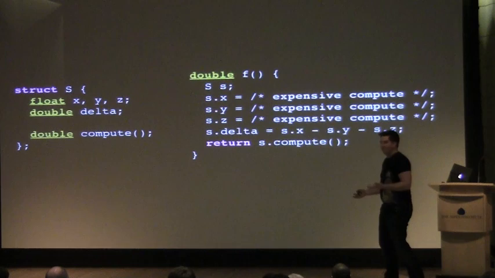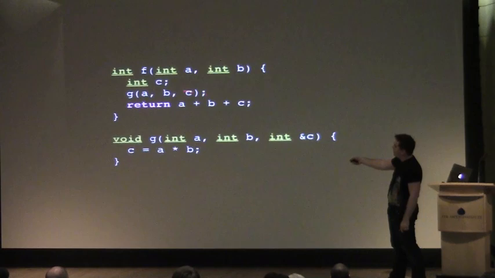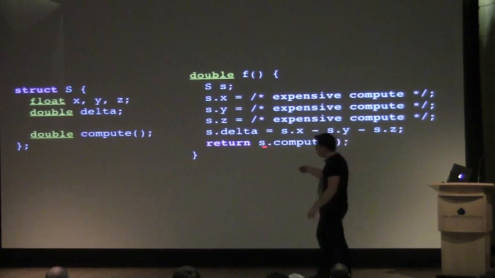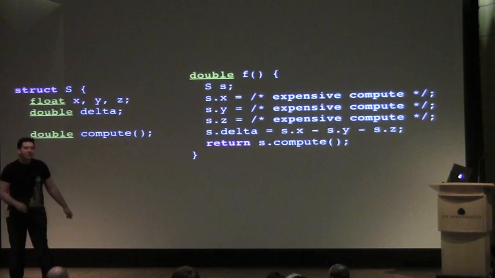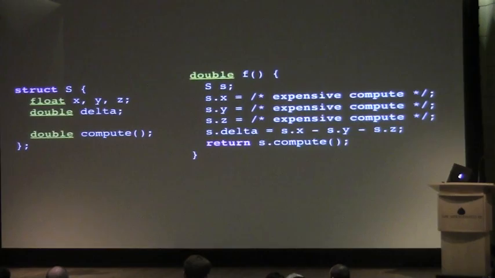At least this one looked a little bit goofy because I had this output parameter thing. But this actually looks pretty reasonable. I'm returning by value. I'm doing the right things here. And yet this is actually much harder to optimize because we need to think through all of the abstractions of C++ to understand what's happening here.